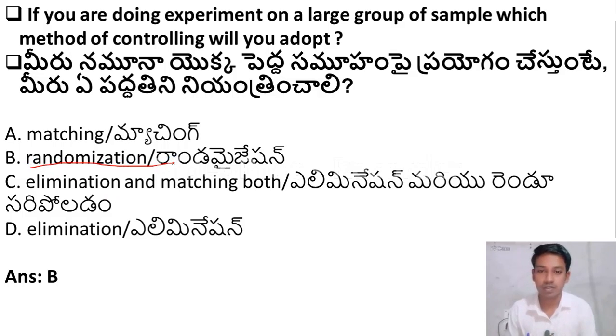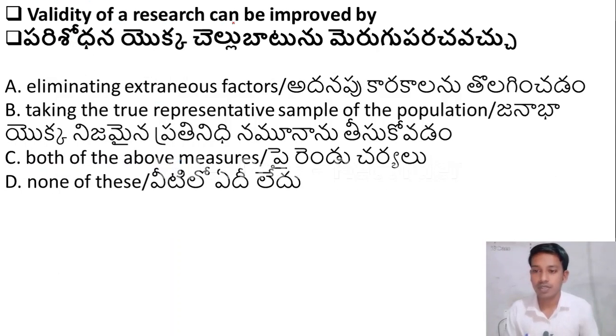Please remember this. The next question is, validity of a research can be improved by option A, eliminating extraneous factors, option B, taking the true representative of the sample of the population, option C, both of the above measures, option D, none of the above. The right answer is option C, both of the above measures. Validity of research can be improved by eliminating extraneous factors and also taking a true representative sample of the population.